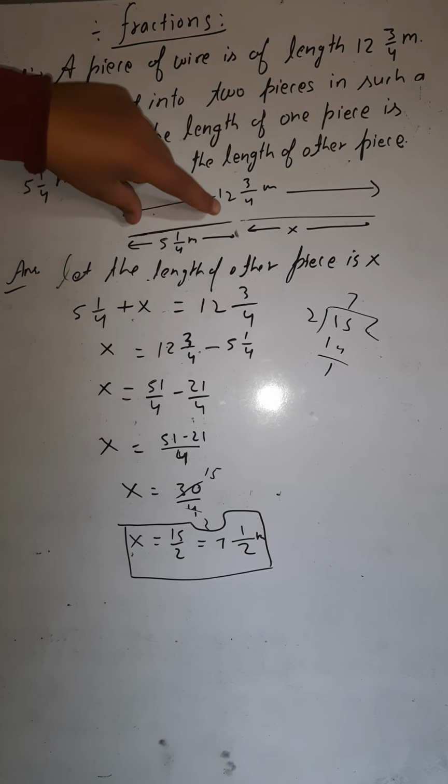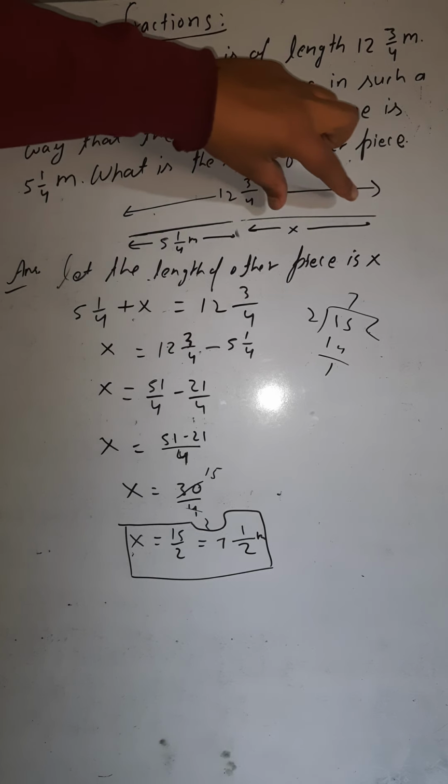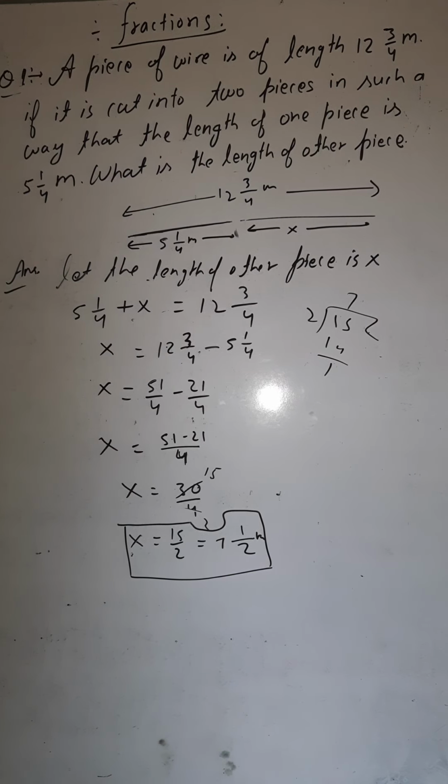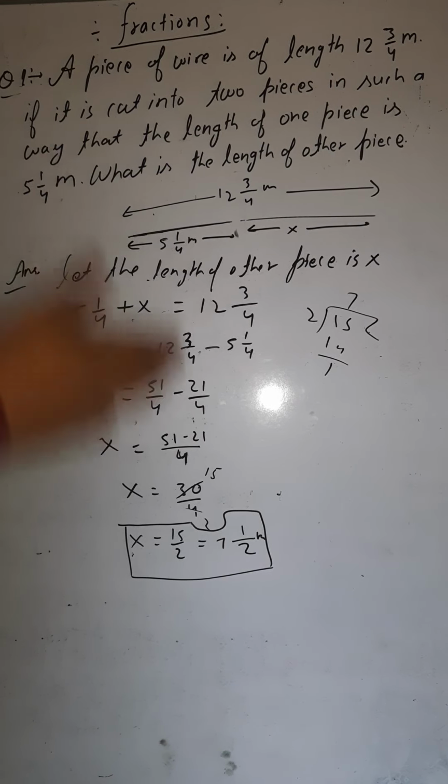The length of the first piece is 5 whole 1 by 4 and the length of the second piece would be 7 whole 1 by 2 meter. Okay, just note it down.